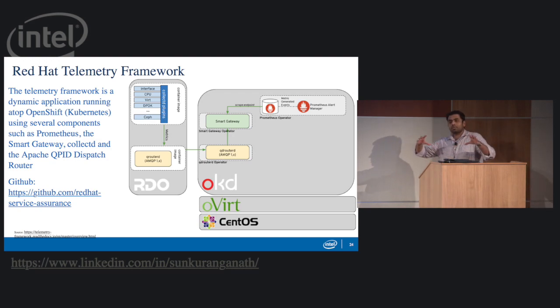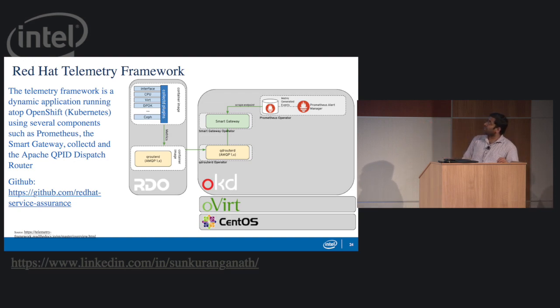Now let's assume you have hundreds of nodes. How do you get the data in a scalable way? That's where Red Hat uses AMQP. There are quite a few buses out there, but Red Hat uses the AMQ bus, based on the AMQP protocol, and has a way to pipe this into the Smart Gateway so that Prometheus can pull from one single endpoint instead of Prometheus scraping from hundreds of nodes.